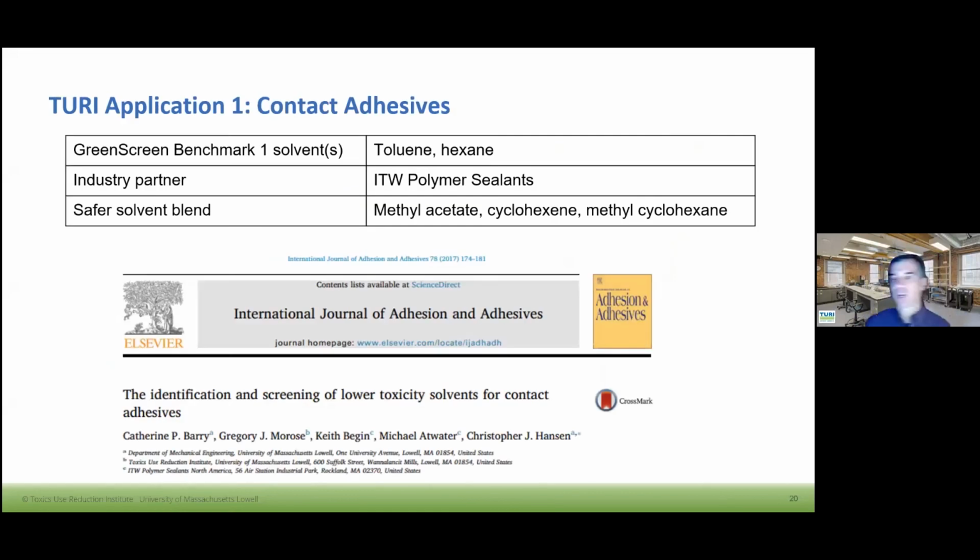So just want to give you a couple of quick examples of how we've used this and been successful. So first one is contact adhesives. The green screen benchmark 1 solvents are toluene and hexane. And our industry partner that we worked with is ITW Polymer Sealants. And we found a safer solvent blend, a ternary blend with 3 different solvents to replace that. And the results are published in the International Journal of Adhesion and Adhesives.